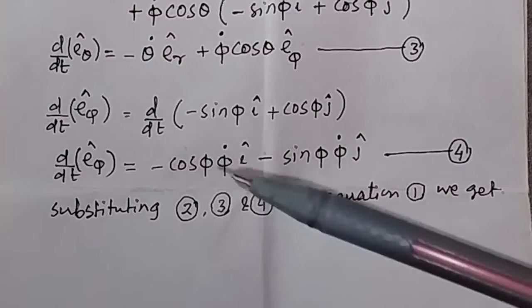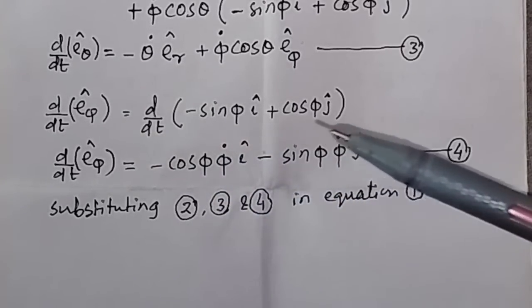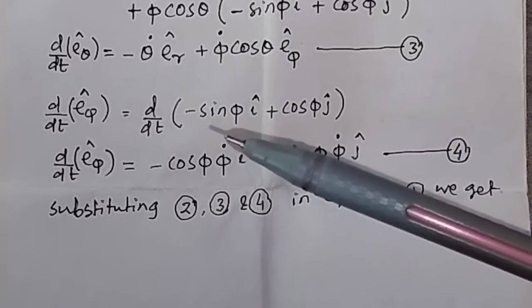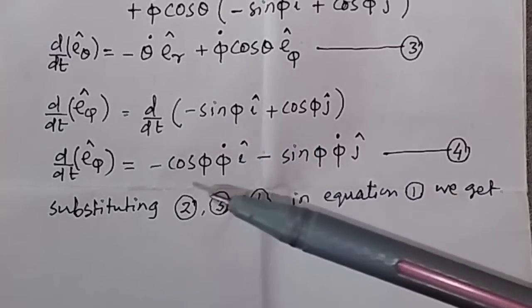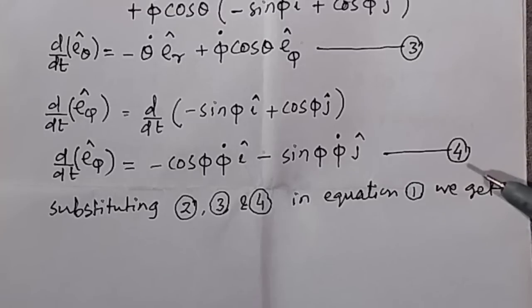Now you calculate the derivative of e phi cap with respect to t. This is the vector e phi cap. So you calculate the derivative of this with respect to t, and this will be your answer. Suppose this is equation number 4.